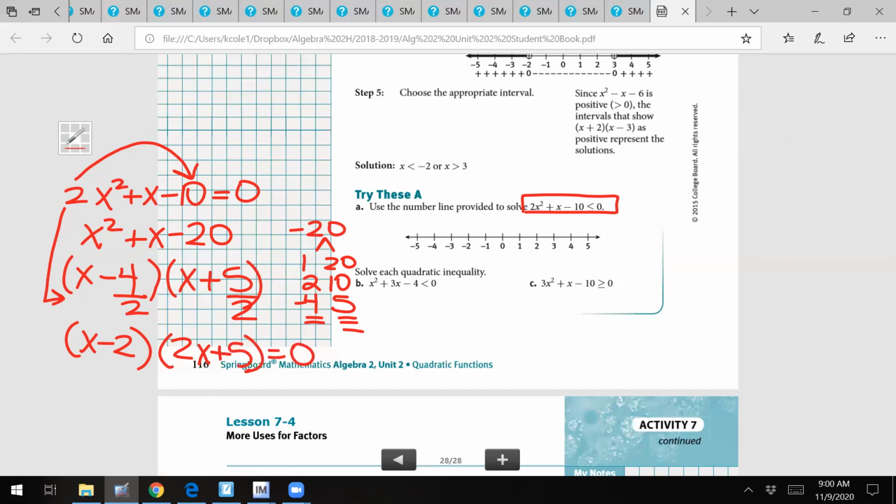This will be on your test tomorrow. Everything that we're doing right here is going to be on your quiz tomorrow. It is multiple choice, but you still need to be able to do this skill. Okay? Now, from here, how do I get each of the solutions? That's right. Set them both equal to 0.